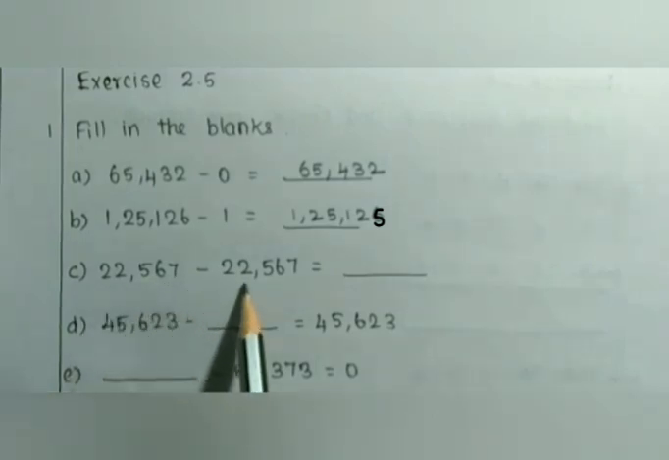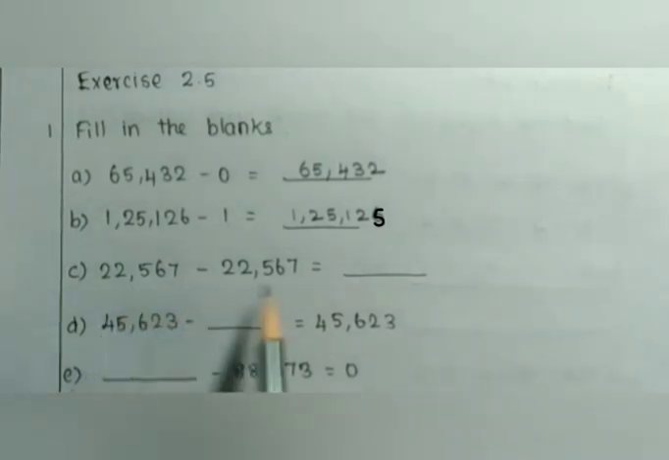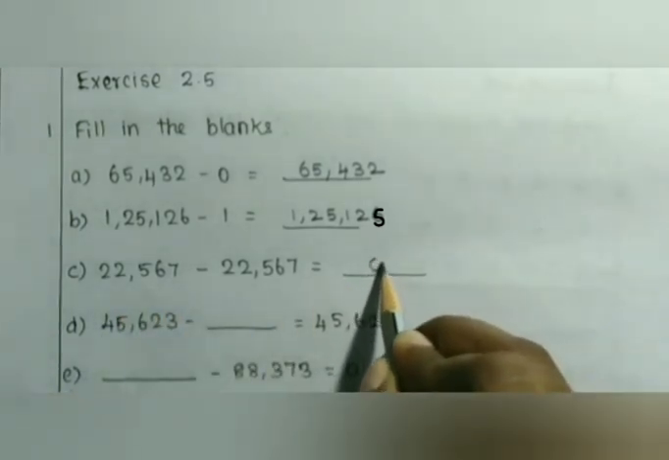22,567 minus 22,567. Both the numbers are same. So when you subtract, you will get 0 as the answer.